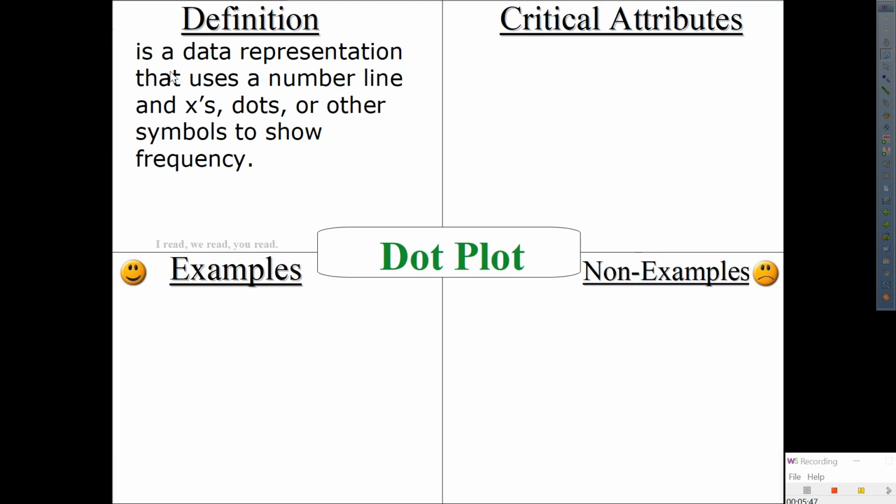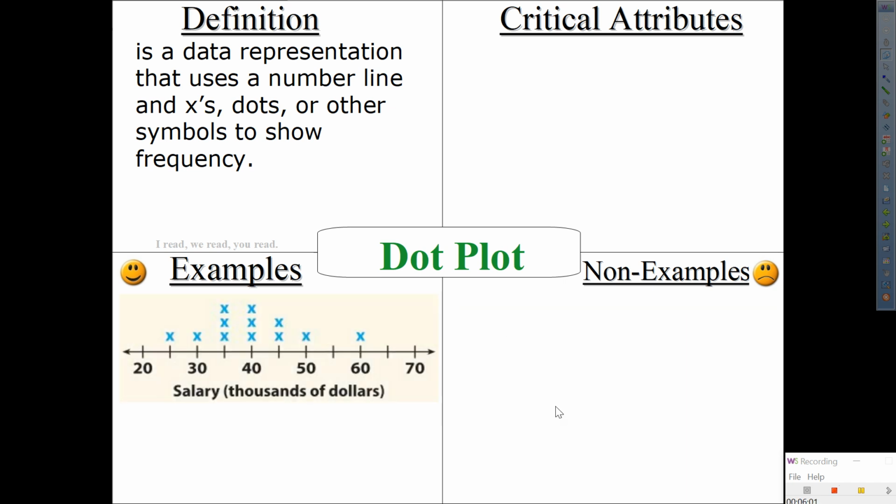Definition. A dot plot is a data representation that uses a number line and X's, dots, or any other symbol to show frequency. Example. There it is. I'll give you some time, copy that. So according to the definition, a dot plot is a way of representing data on a number line using X's, dots, or other symbols to show frequency.